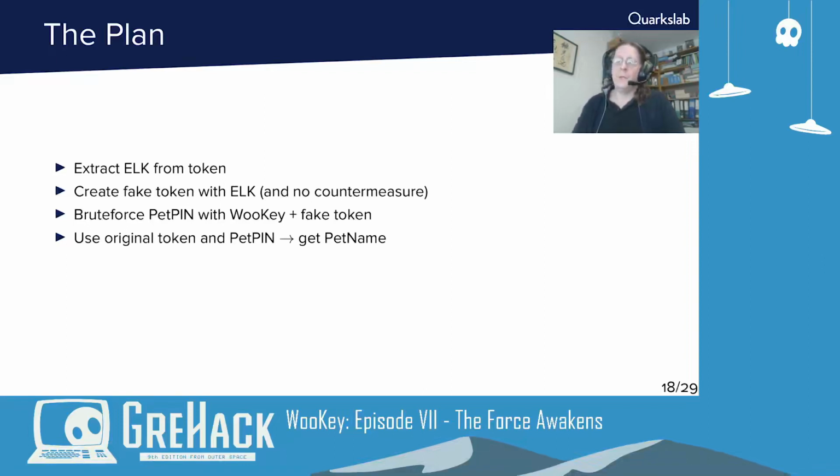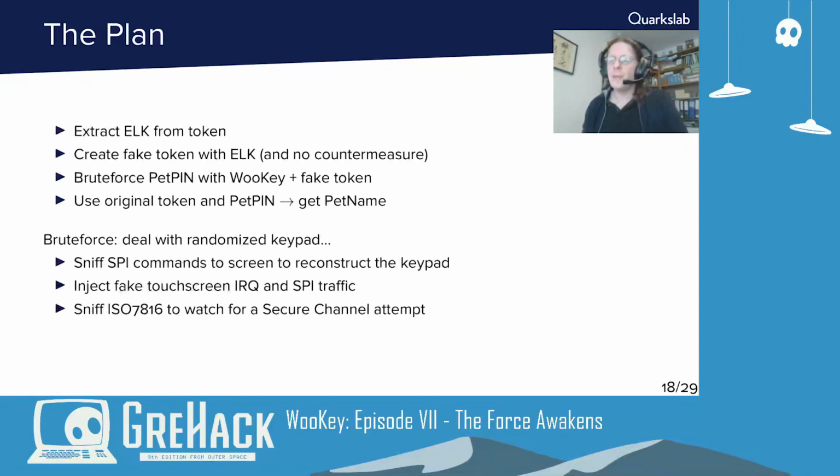So with that fake token, we can brute force the pet pin on the WooKey, because there is no limit anymore on the number of trials it can do. And once we got the pet pin, we can go back to the original token, put it in the WooKey, and unlock the pet name. So we managed to bypass the first layer of authentication of the WooKey that way.